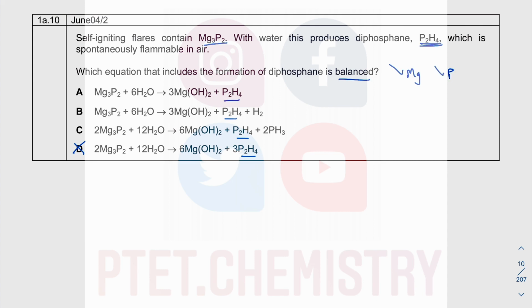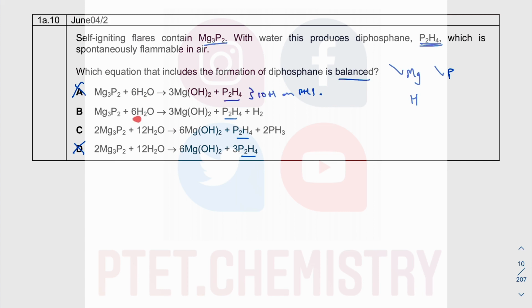So I already checked for phosphorus. Okay, next up I should check for hydrogen. Okay, 6 times 2 is 12. Here I have H2, so there's 6 hydrogen, 6 plus 4 is 10 hydrogen. So 10H on the right hand side. So 3 times 2, there's 6 hydrogen, plus 4 is 10, while 6 times 2 is 12. Okay, so that hydrogen is not balanced. There's no need to check the oxygen.